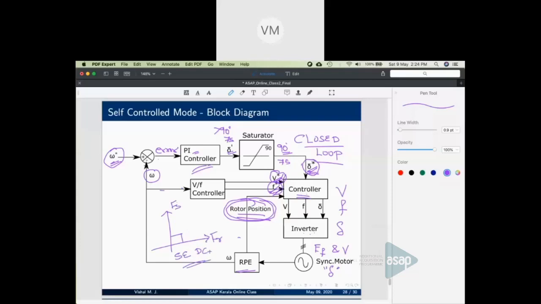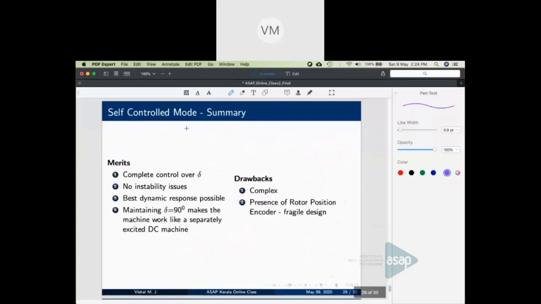So with a self-controlled mode and with a rotor position encoder, you can operate a synchronous motor very well like a separately excited DC motor. You cannot ask for more than this. All the high performance drives that you see are run using self-controlled mode of operation. Okay, coming to the last slide. As I said, it is very much complex.